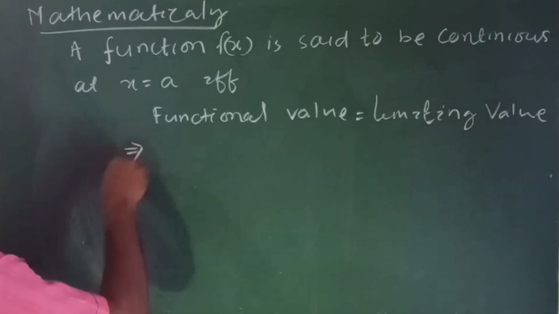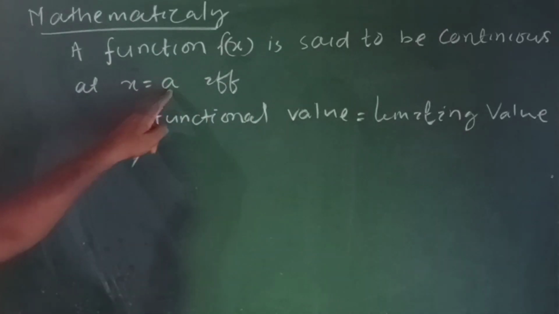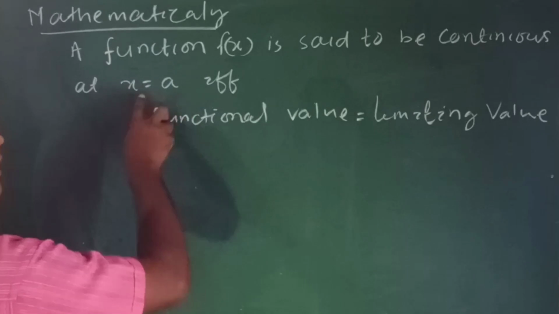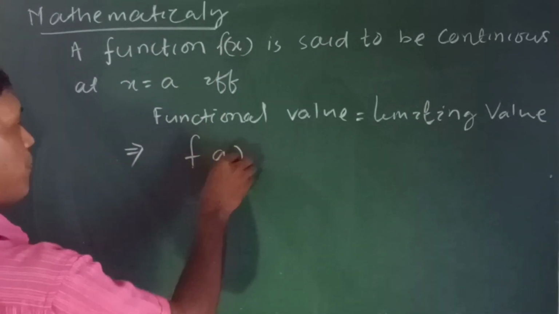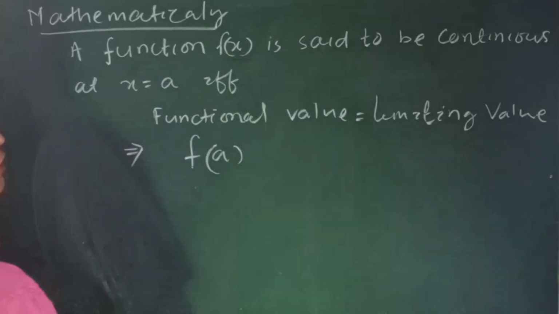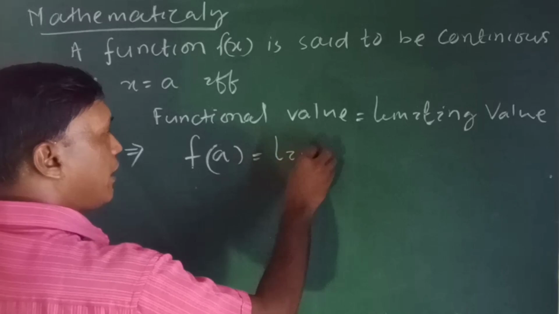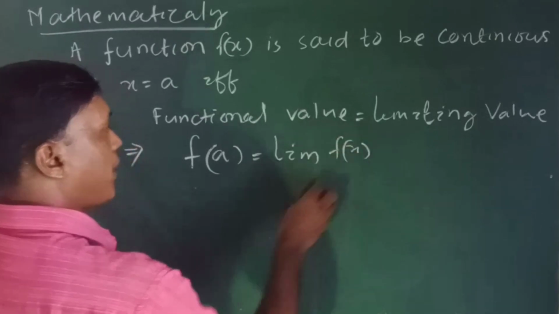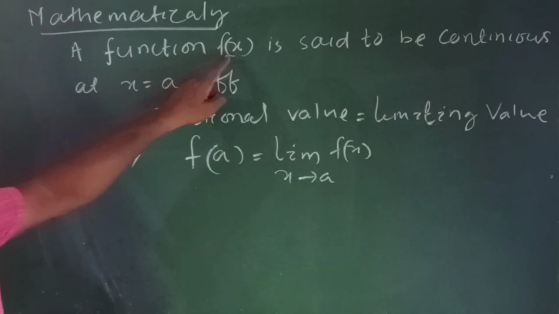So what is functional value? This is the value of a function at x is equal to a. Functional value means x is equal to a. So put x is equal to a here. So this will be f of a. So this is functional value. And limiting value means we have to find limit of that function f of x as x tends to a. So look at here, the function was f of x.